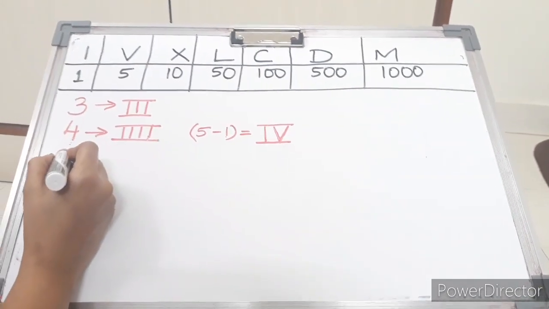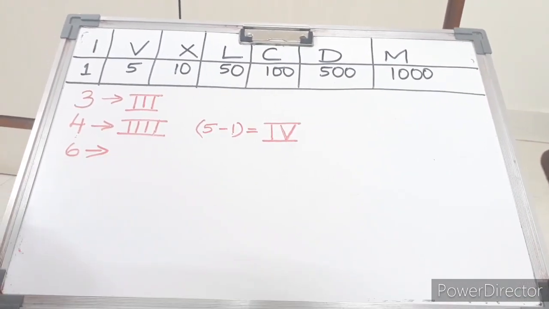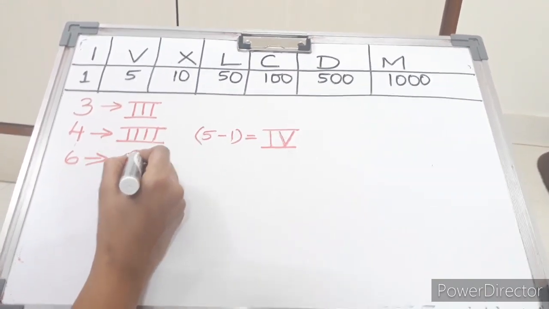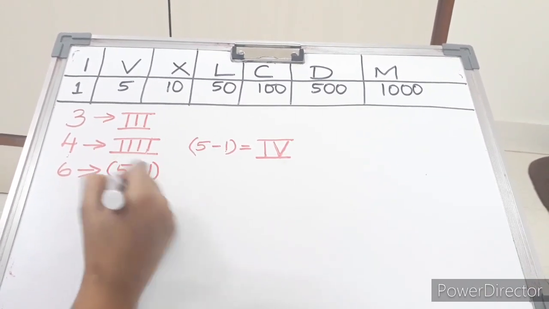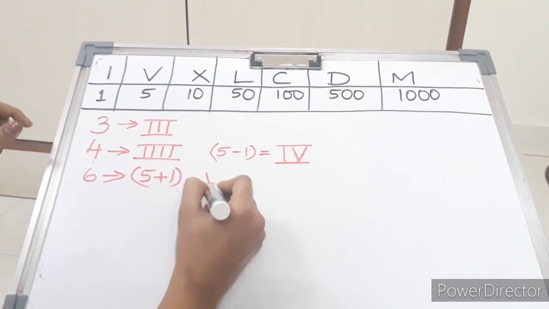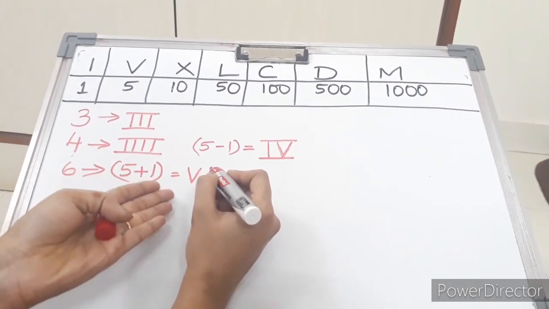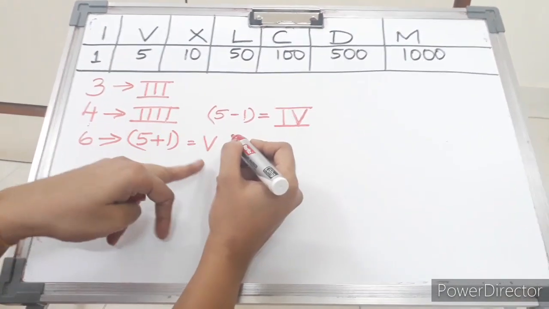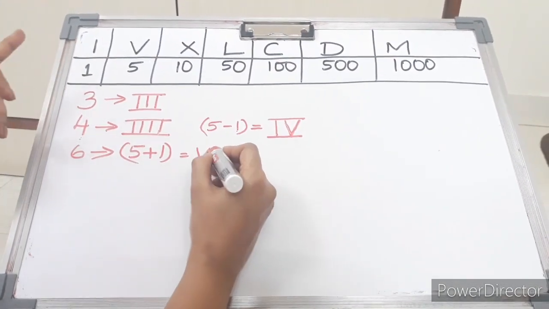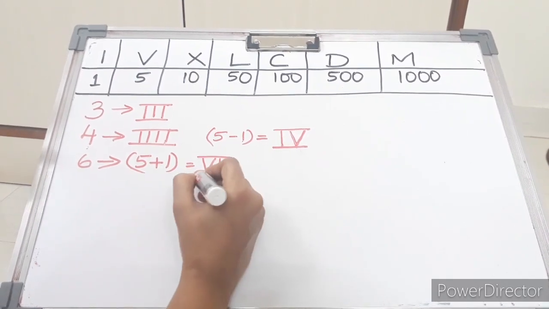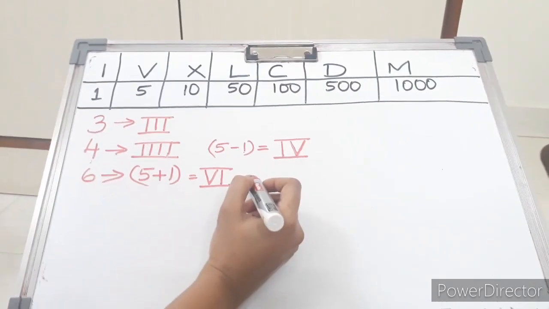Suppose we want to write 6. 6 will be 5 plus 1. The 5 symbol is V, and when we add 1, we have to write that smaller value to the right of this V. So we will write I here, and this is the Roman numeral for number 6.